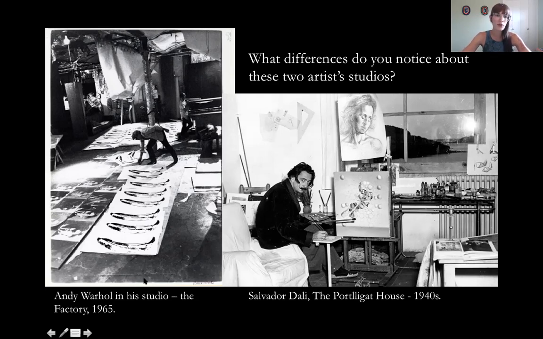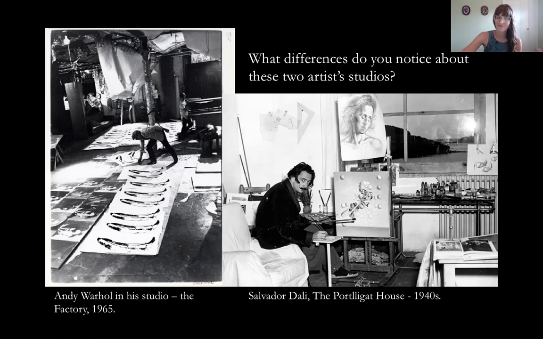I do think it's important to note that his studio, he called it the factory. I have that written down here. He did not call it a studio, he called it a factory. We'll talk about why that is in just a moment. And then on the other side, we have Salvador Dali, another artist you likely know, and this was him in his studio in the 1940s. He's a Spanish artist. So what are the key differences that you notice about these two artists' studios?